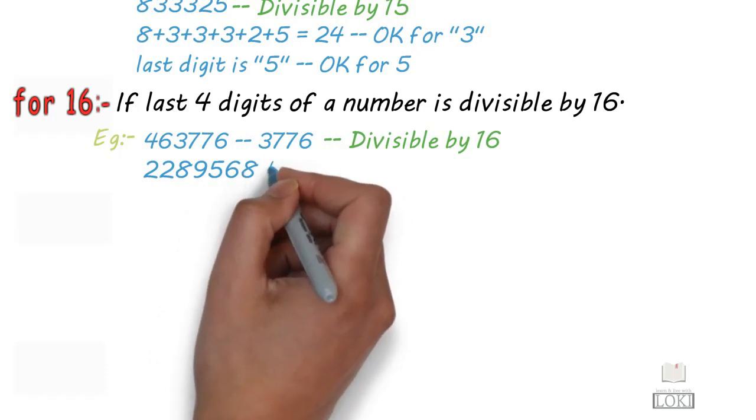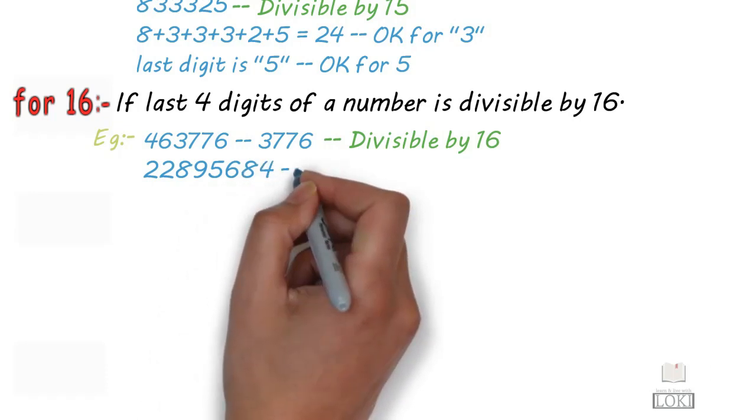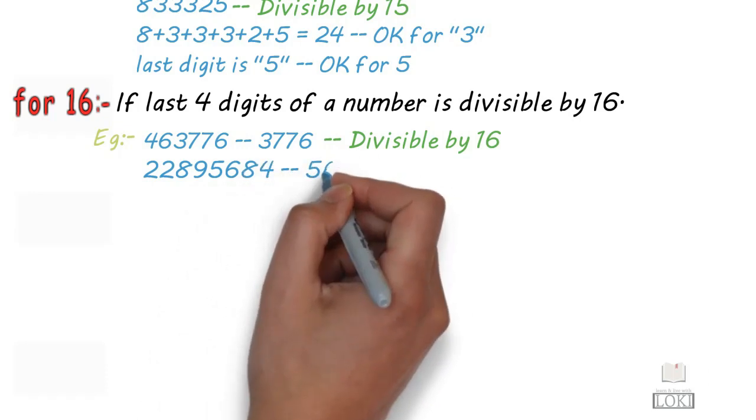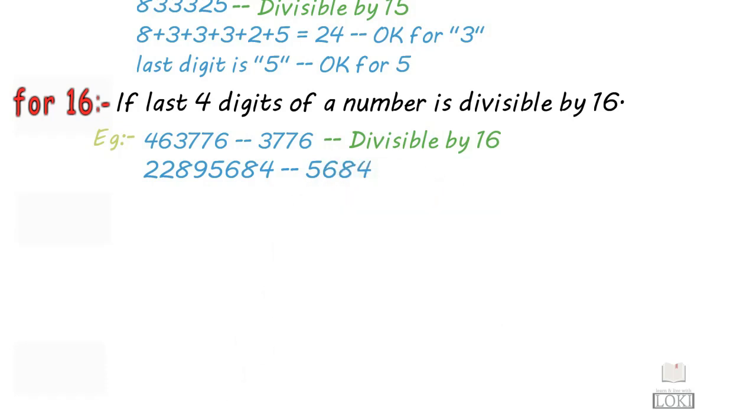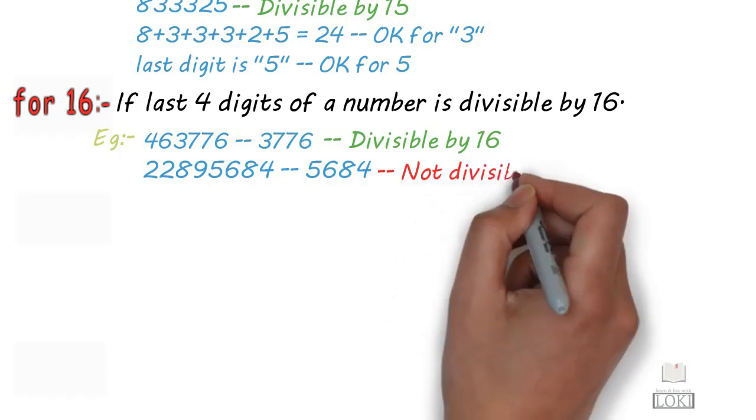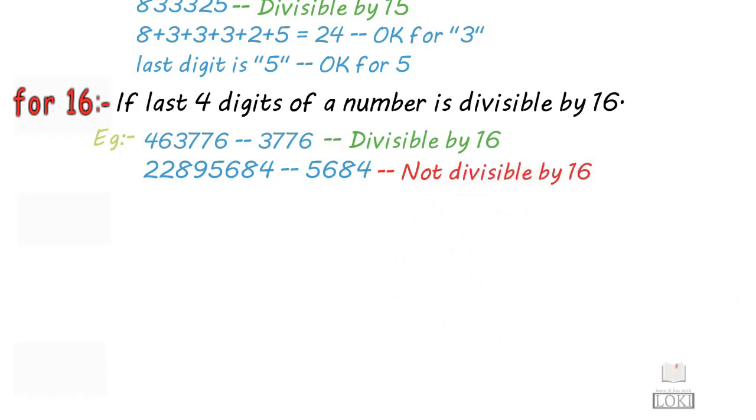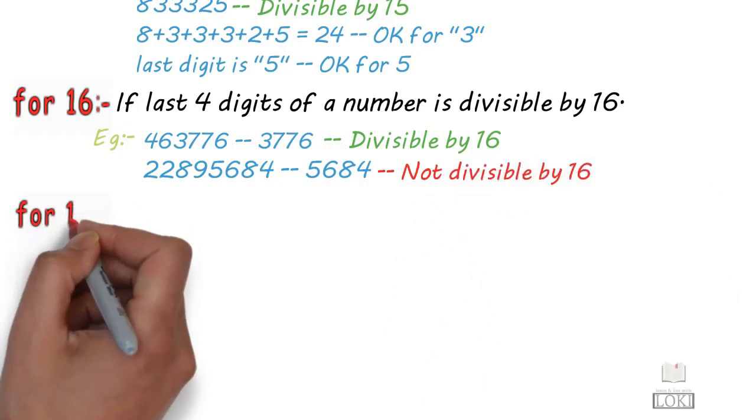Here let's see another example. In this example also we just need to look at the last 4 digits, 5684. 5684 is not divisible by 16, so we can conclude that this number is not divisible by 16.